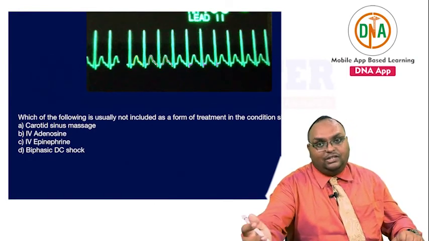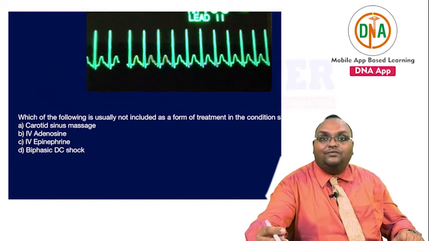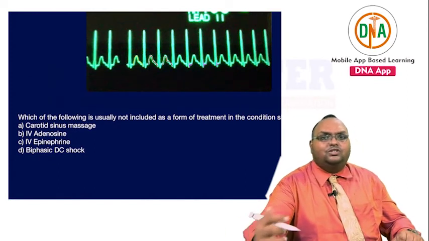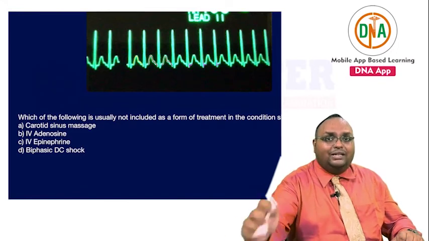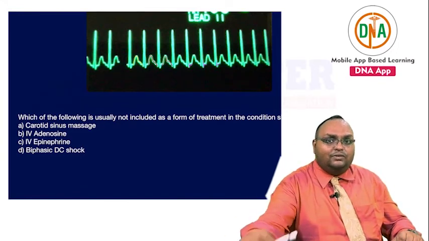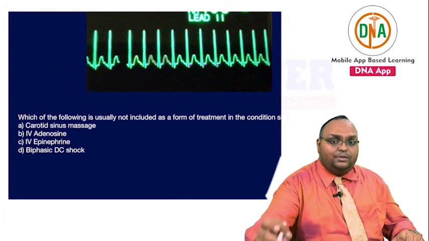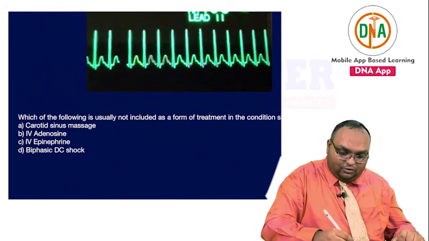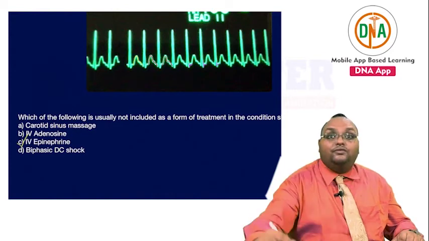IV adenosine, yes, shots are given. Biphasic DC shock, again I told you, can be given. But IV epinephrine, no, that does not have a role at all, and rather, it has alpha 1 and beta 1 activity. It will rather aggravate the pathology. So that is the odd one out. The one which is not included is IV epinephrine.